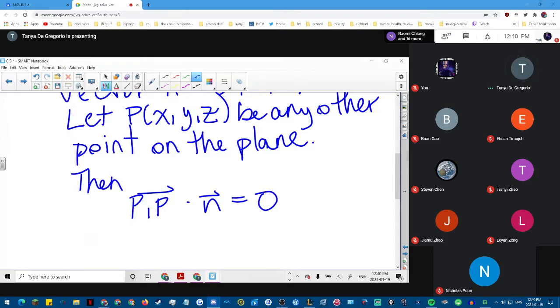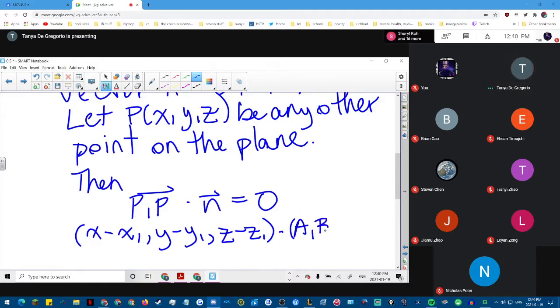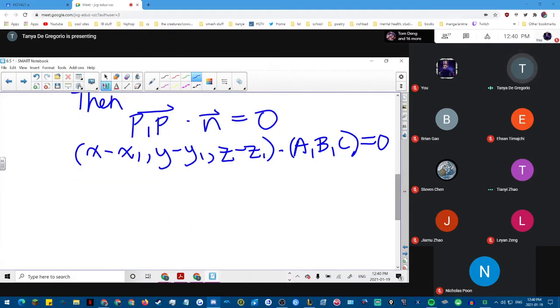Correct? And now I'm going to put it in component form. So P1P would be X minus X1, Y minus Y1, Z minus Z1, dotted with A, B, C equals 0. And now I'm going to perform the dot product.